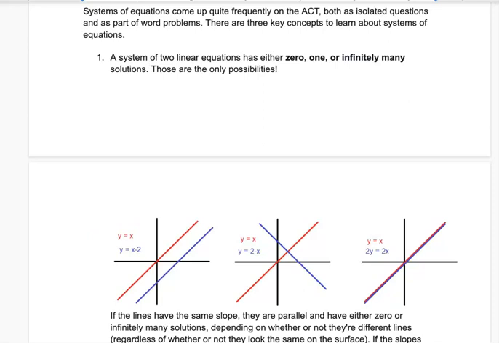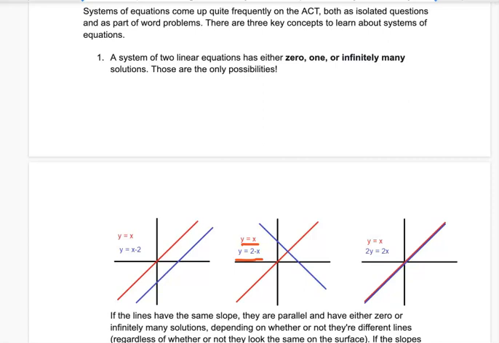Another example is one solution, and that's your most typical scenario, where you have two different lines just crossing each other. Here, the first one is y equals x, so that's a slope of 1. And this is y equals 2 minus x, so that's a slope of negative 1, that's the blue line. If they have different slopes, automatically they have just one solution.